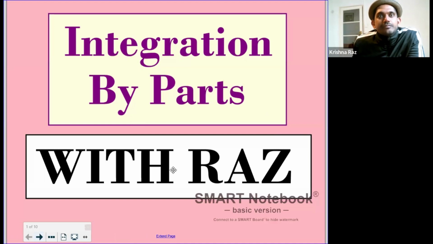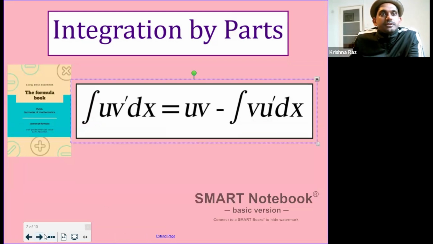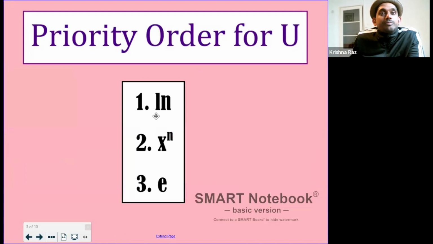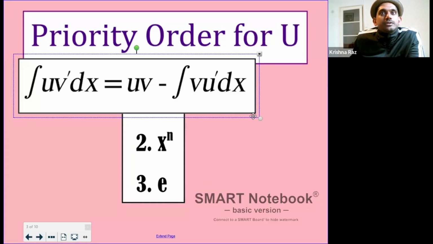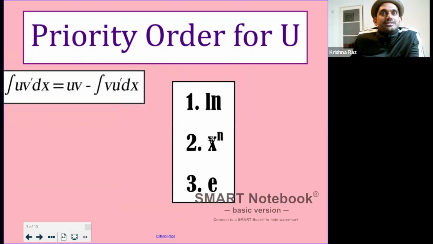So in front of you, you have the formula for integration by parts, which is essentially the product rule for integration, and it will be in the formula book provided to you. Yep, so let's use it. But before we use it, there's a priority order for you, which is ln x e.